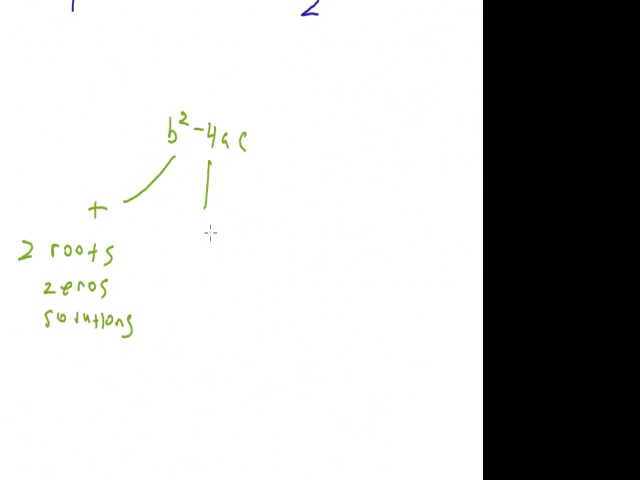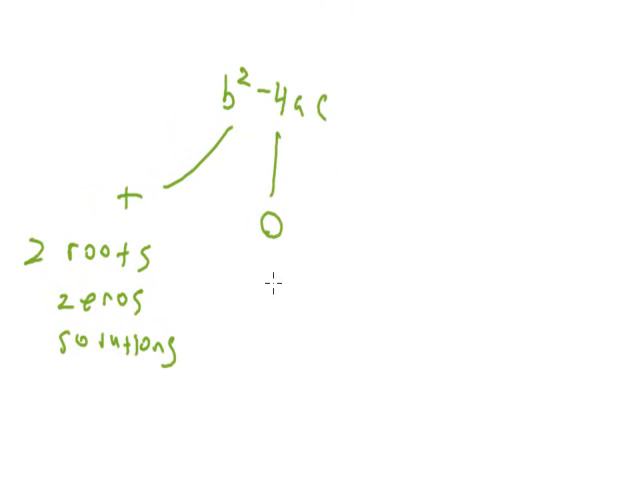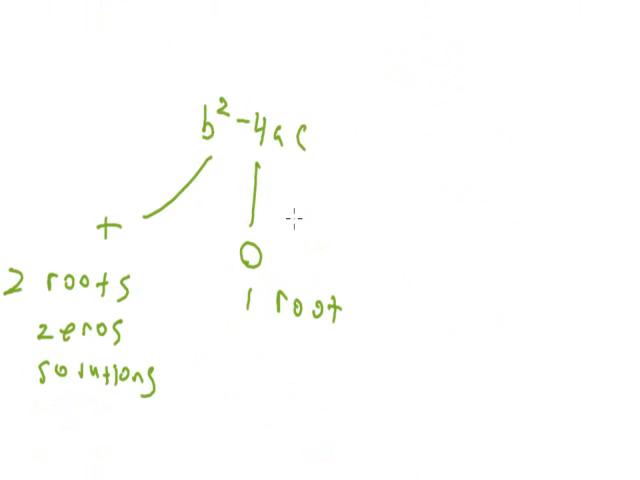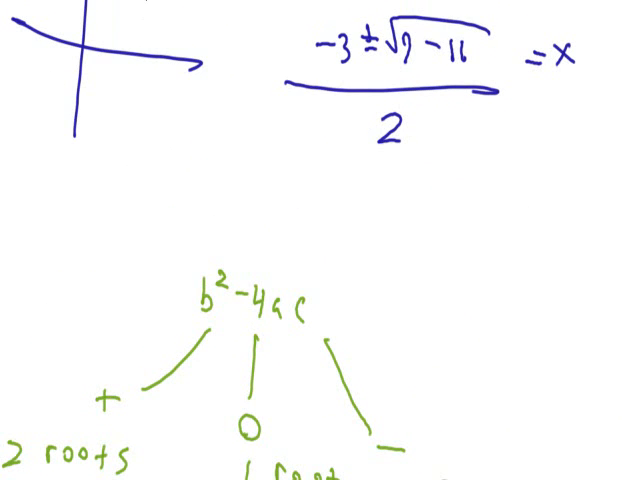Crossed it twice, because this was positive. We have the second, where this equals 0. And when that happens, we have 1 root, or solution, or zero, or whatever, like we had here, where it just touches the x-axis. And when that happens, you have a perfect square. And we have the last bit where this discriminant is negative, in which case we have 0 roots, or zeros, or solutions, in which case it never touches the x-axis.